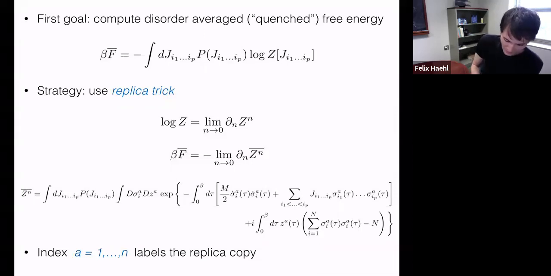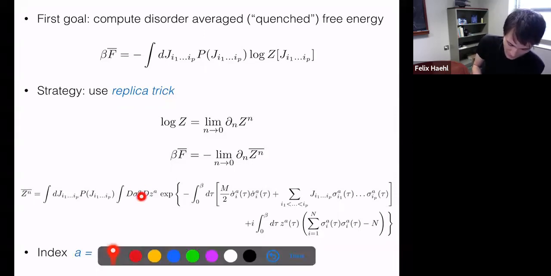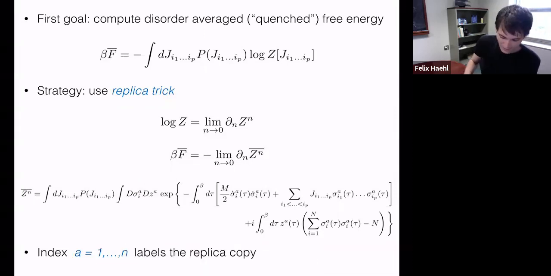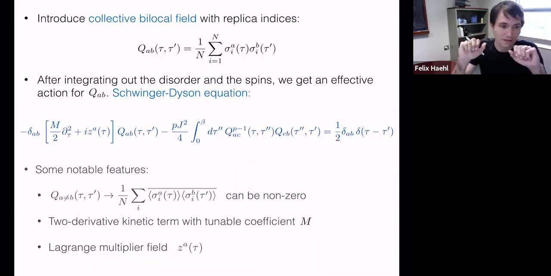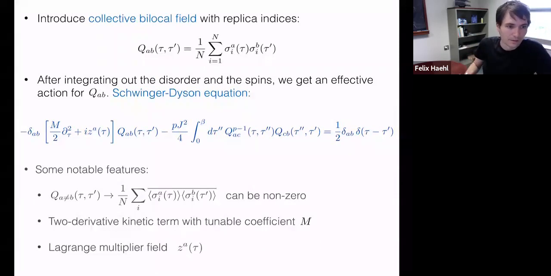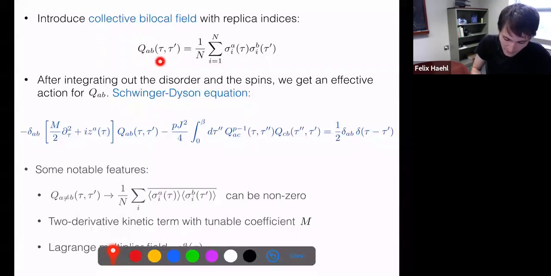But the new feature now is that everything has this index A, the replica index, that tells us on which of these n copies we are. So the collective variable that we consider now, the thing that was called G before on my SYK slide, I'm going to call Q here. And that 2-point function is also going to carry replica indices A and B. So there could be 2-point functions between different replicas.